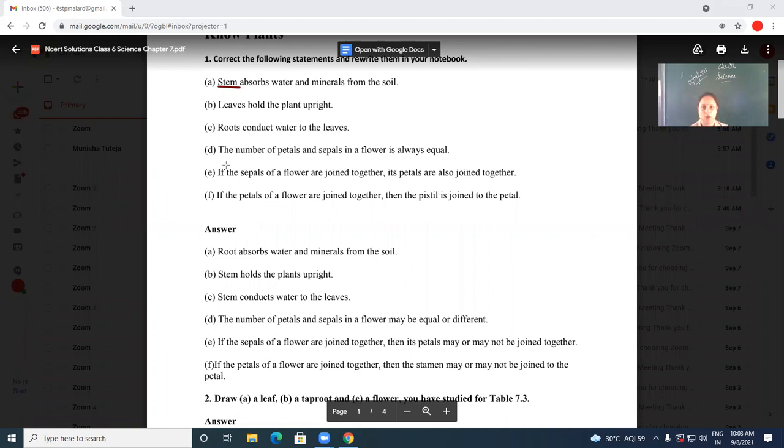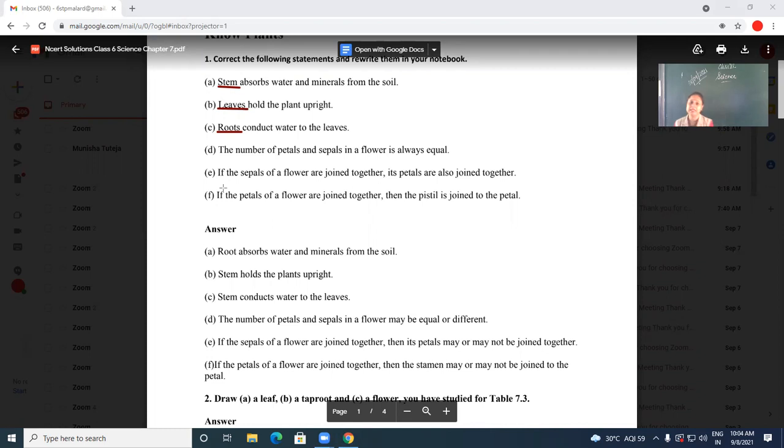Okay. B part now. Leaves hold the plant upright. Again, leaves is wrong. This is a wrong statement because leaves are not the part which hold the plant upright. It is the stem. Right? So that will be stem. Then C part. Roots conduct water to the leaves. Again, it's not roots which conduct water to the leaves. It is the stem, right? So the words that I am underlining, you will only cut those words in the book only, and in place of those words, write the correct words, right? So A part you will write root, B part and C part you will write stem.